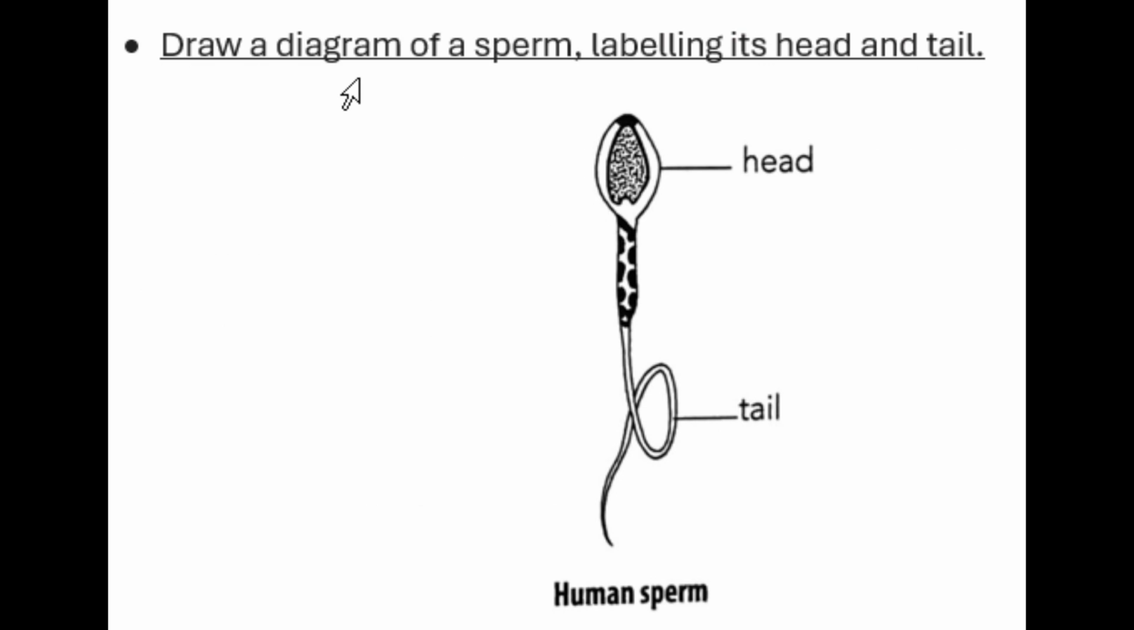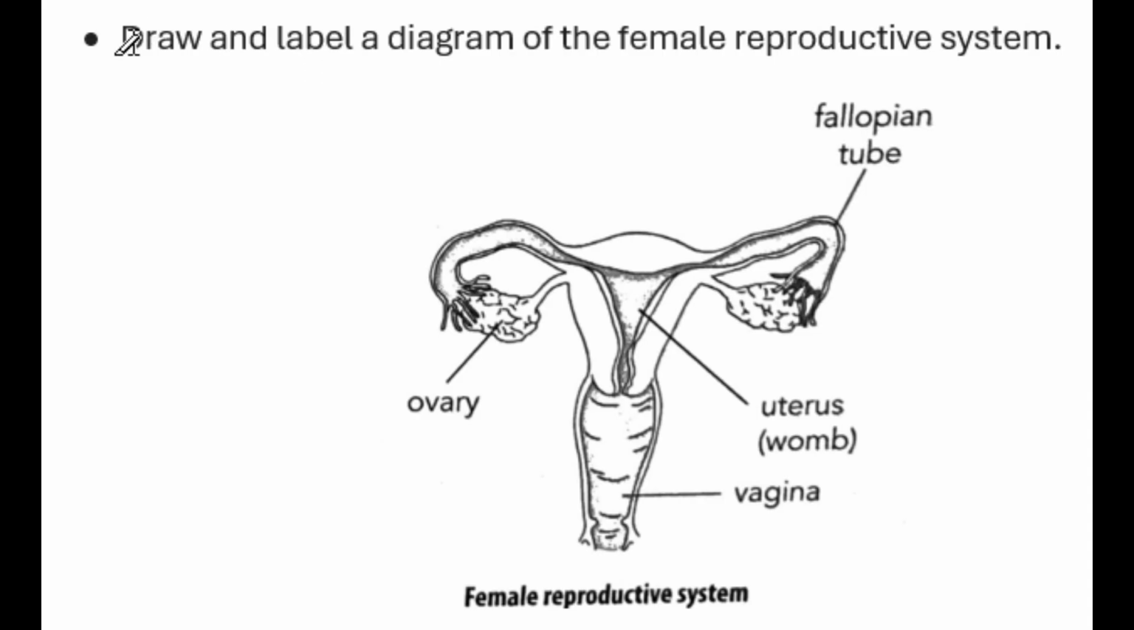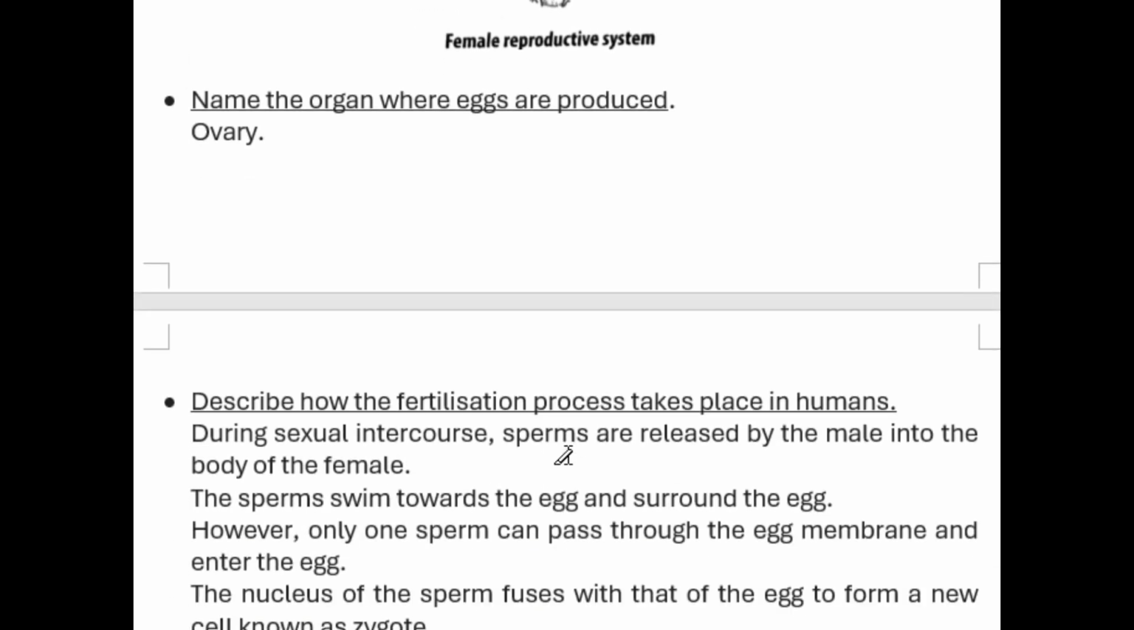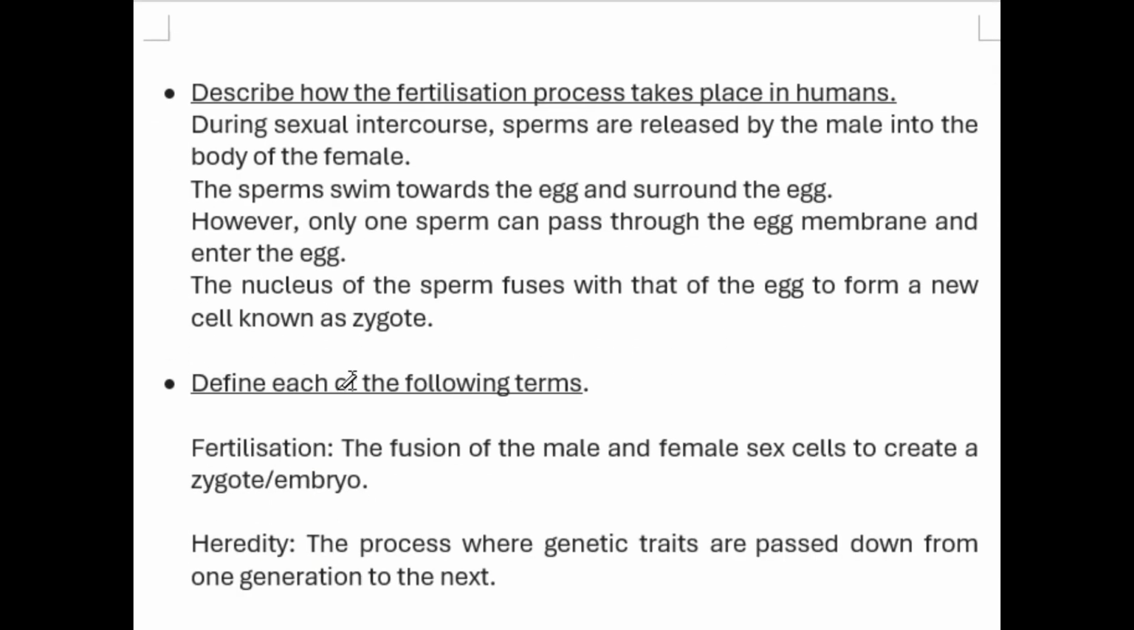Draw a diagram of a sperm, labeling its head and tail. Draw and label a diagram of the female reproductive system. Name the organ where eggs are produced. Ovary.